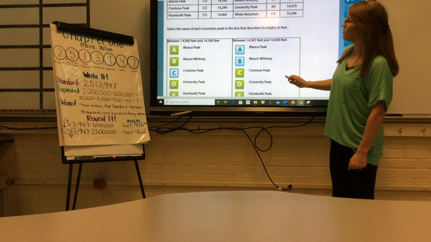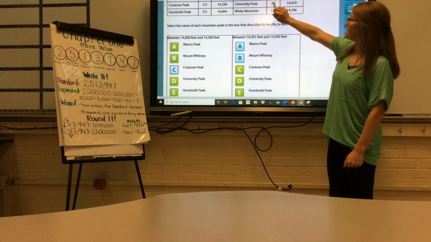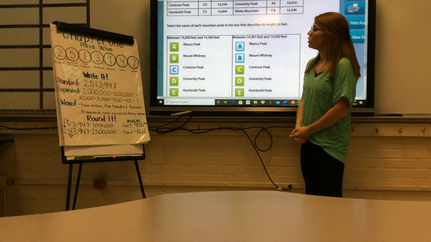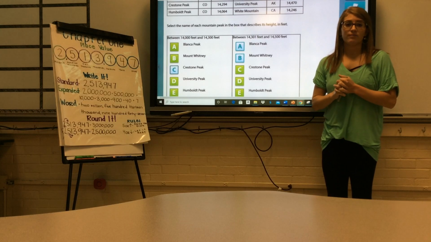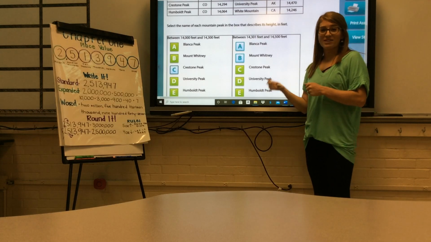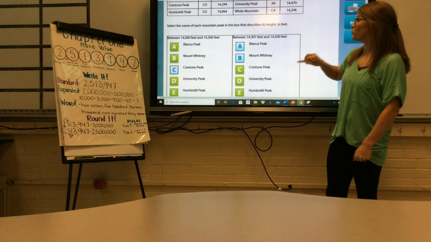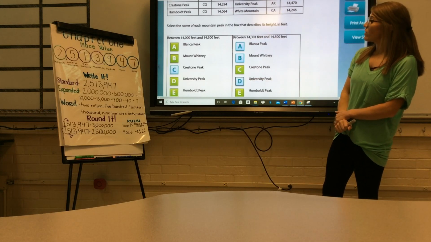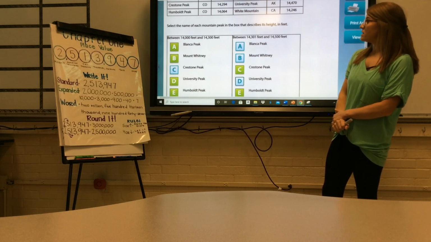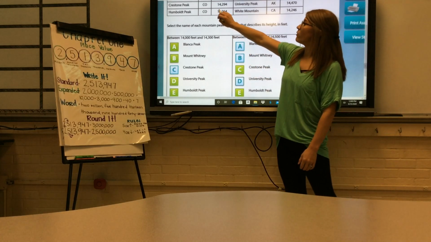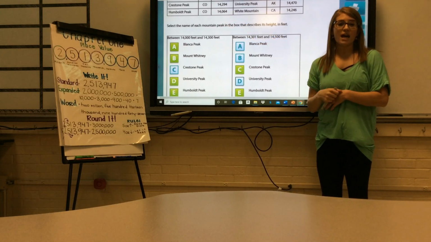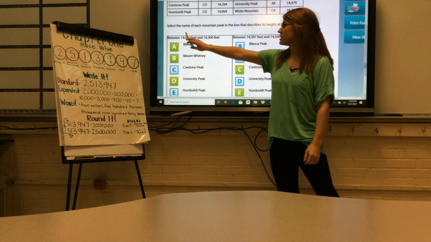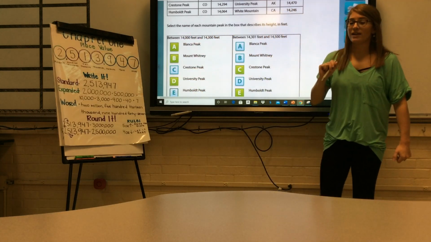Next, we've got University Peak. University Peak is in Alaska, and it is 14,470 feet tall. Which category is that going to go in? Yeah, it's going to go in this higher one over here, the 14,301 to 14,500. Very good. Next, we've got Humboldt Peak, which is in Colorado, and it's got a height of 14,064 feet. Where's that going to go? Very good. It is going to go over here in the 14,000 to 14,300 feet category.